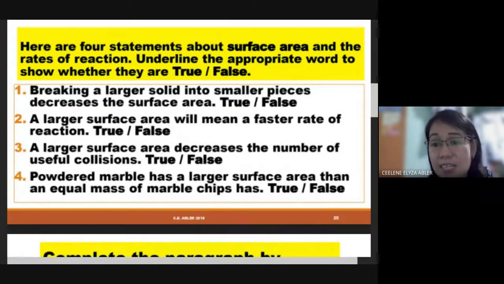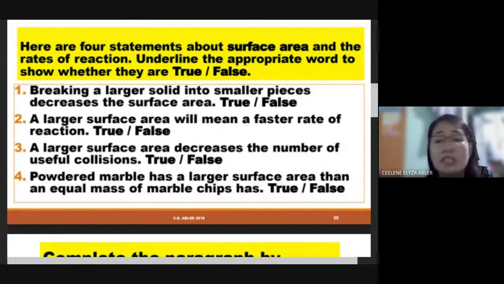So let's go back to our question number 1, where our answer was false. For this one, it's actually true. Since that statement is correct, a larger surface area has a faster rate of reaction. Right. Number 3. So number 3 is also talking about surface area, but it's related to collisions.